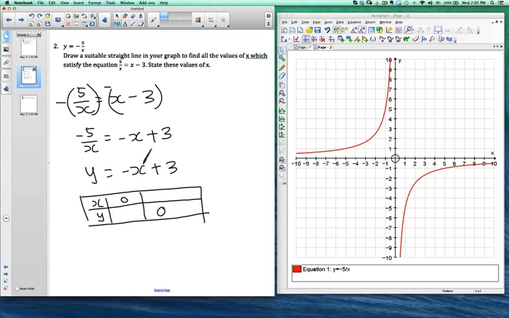When x equals 0, y equals negative 0 plus 3, which is y equals 3. When y equals 0, 0 equals negative x plus 3, so you move the negative x to the other side, positive x, so x will equal 3. Simple. I hope you understand. So yes, x will equal 3.